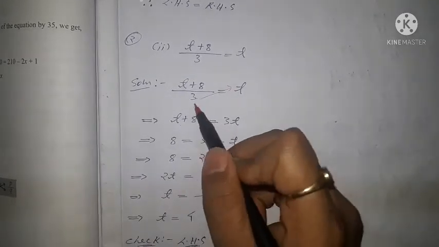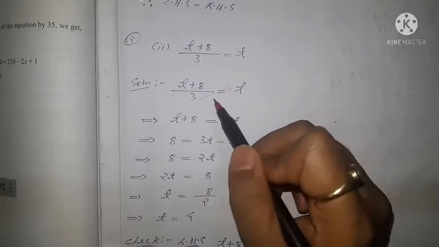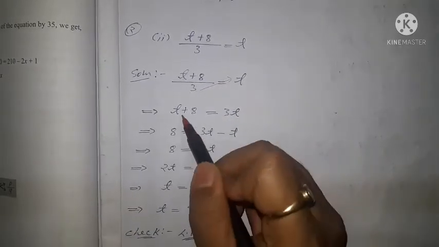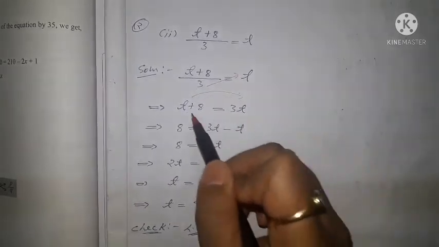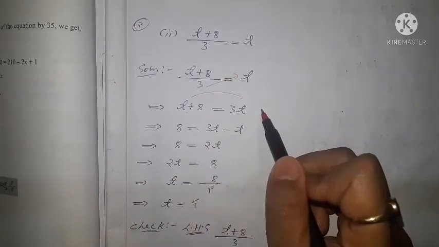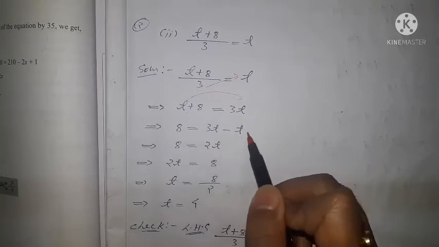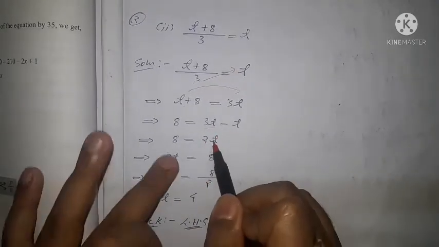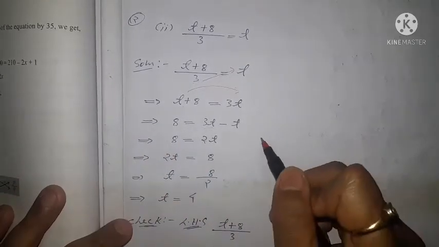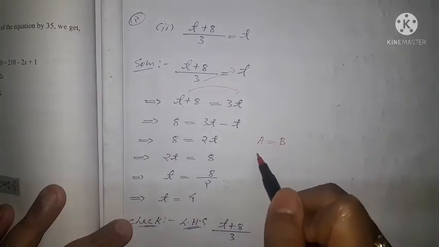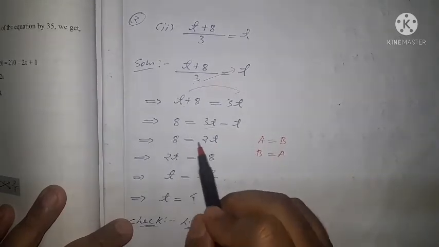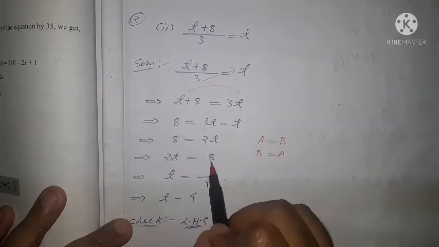Since 3 is multiplied here, when it goes to the other side, by the rule of transposition, it becomes multiply. If t moves to this side, here t is positive, so if it goes to the other side it becomes negative. Therefore 3t minus t is equal to 2t. If a is equal to b, we can write b is equal to a, so it is the same thing. So 8 is equal to 2t, so we can write 2t is equal to 8.